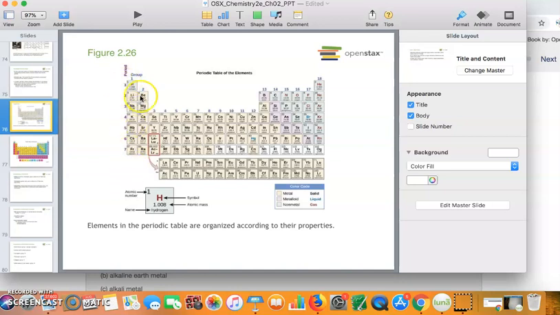I'm sorry, vertically in a column. And so there are 18 of those, 1 through 18. Now I wanted to show you a different periodic table because, depending on the periodic table you're using, it can look different. Numbering the groups from 1 to 18 is what they do nowadays, on a more recent periodic table.